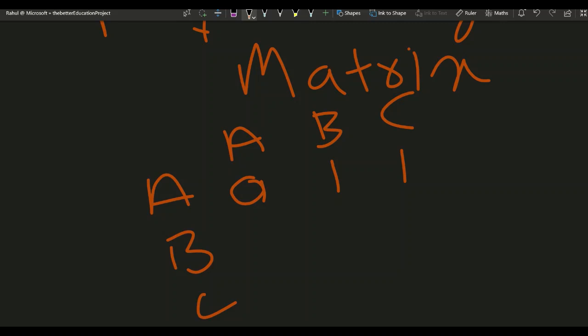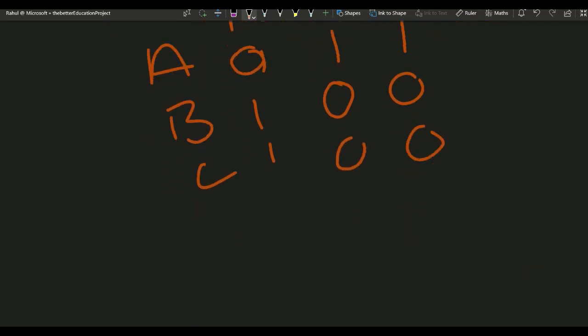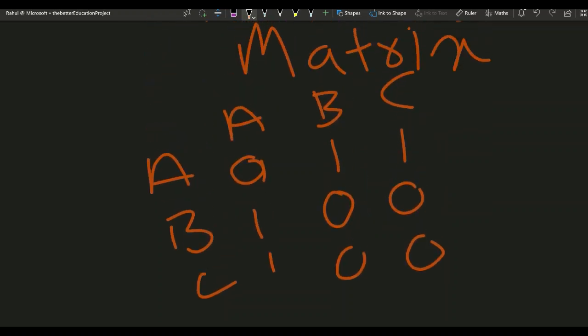There is an edge from B to A, but there is no edge from B to B, and there is no edge from B to C. This means there is an edge from C to A, there is no edge from C to B, there is no edge from C to C. Okay, so this was the mathematical representation.